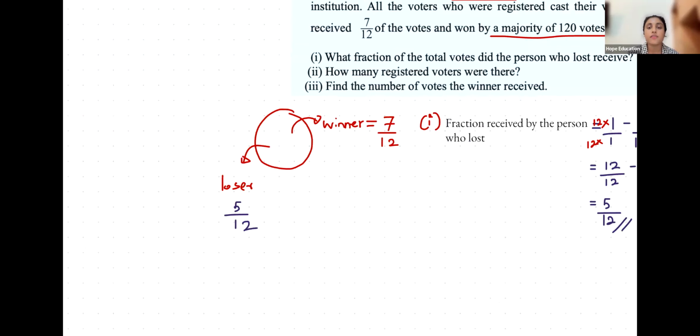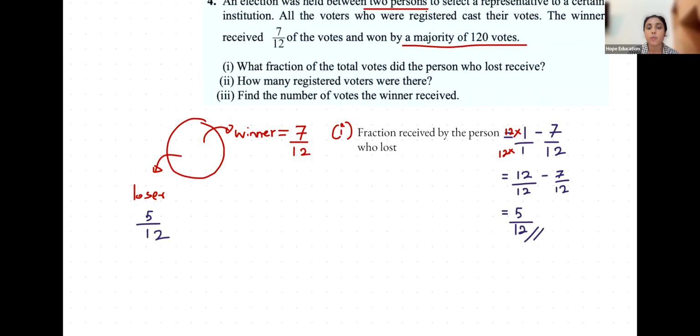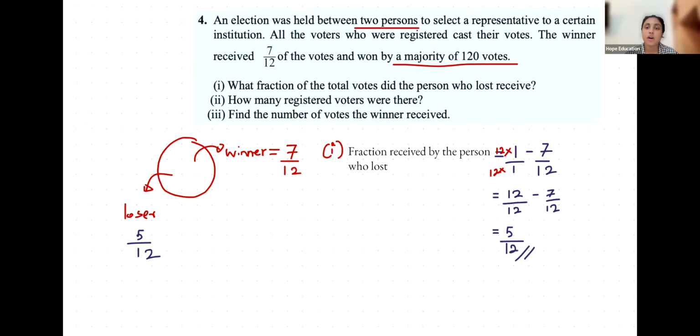How many registered voters were there? How do we find the total number of registered voters? We have to find the total votes here, no? Because everybody gets the chance to cast one vote. So I have to find the total votes. Here it says the winner has won by a majority of 120 votes. What does that mean? It means he got 120 votes more. How do I find the extra amount as a fraction?